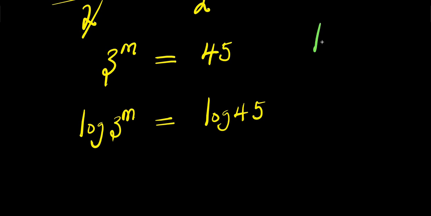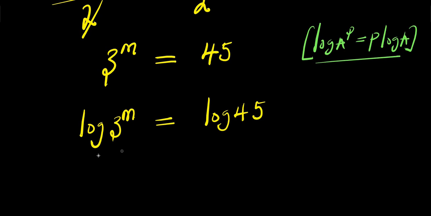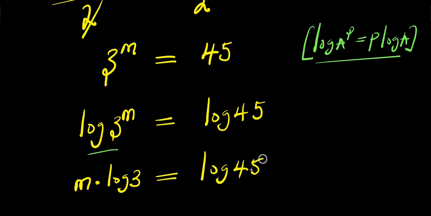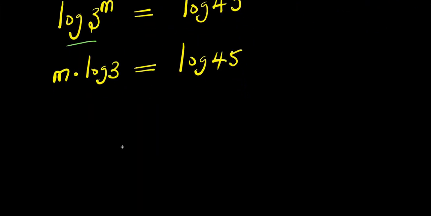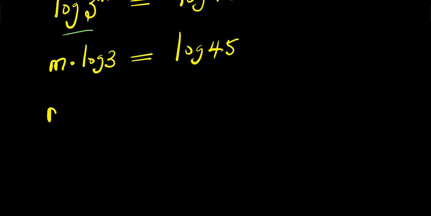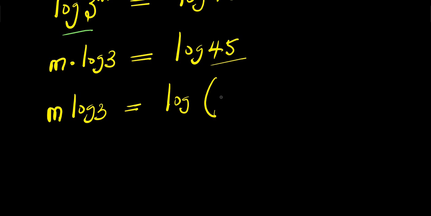Now, if you have log a power p equals p times log a, apply this right here. m times log 3 equals log 45. m times log 3 equals log 45. Here 45 is 15 times 3.